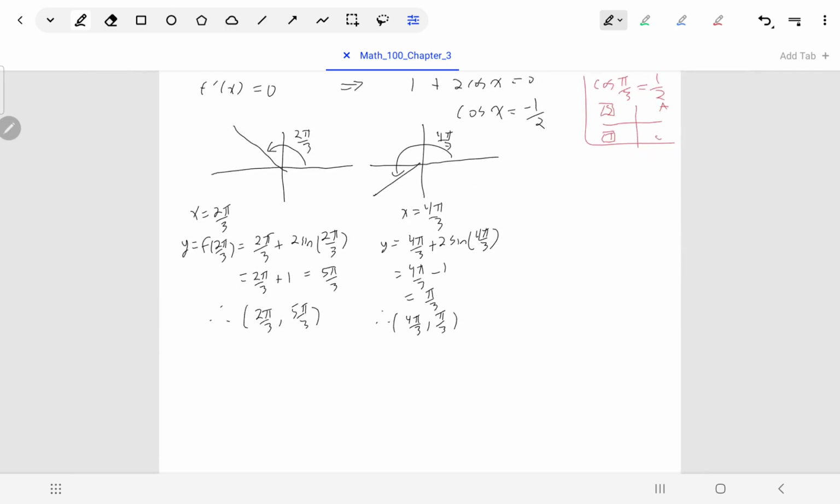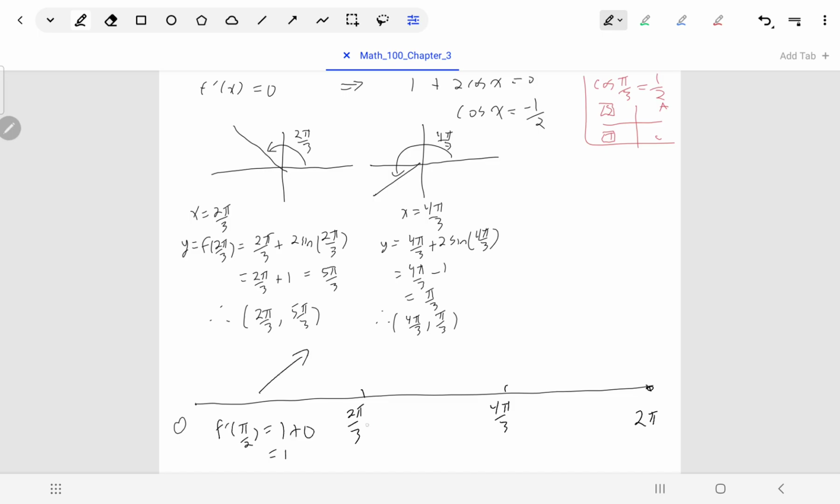Okay, so I've got my two little critical numbers, and now I want to do the little number line business to decide if we're increasing or decreasing. Of course, I have to remember that we're not just going on forever. We're looking at stopping at 2 pi, and our two critical numbers were at 2 pi over 3 and at 4 pi over 3. Conveniently enough, all of my multiples of 90 are inside these intervals. So for the first one, I could choose pi over 2. And if I look at f prime of pi over 2, that's 1 plus 2 cosine of pi over 2. Cosine of pi over 2 is 0. So our first derivative is positive 1, so we're increasing.